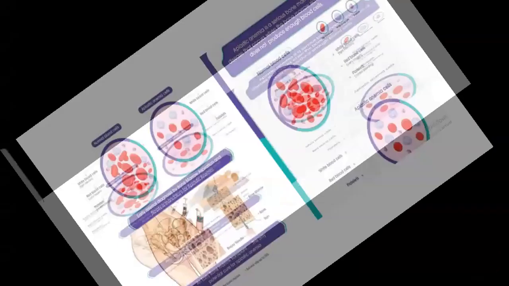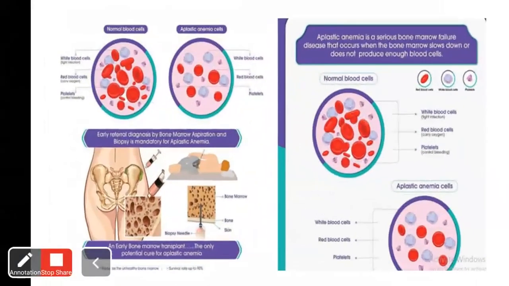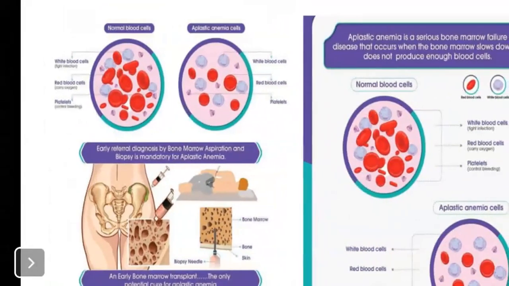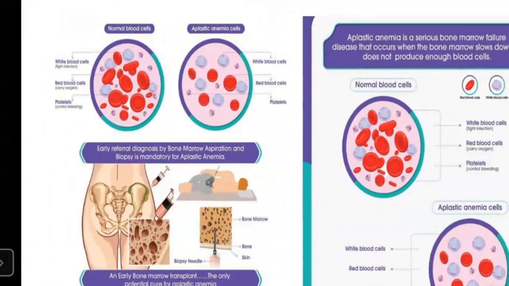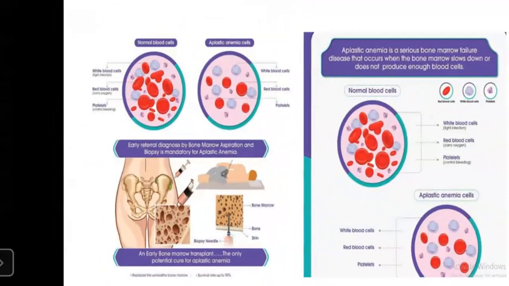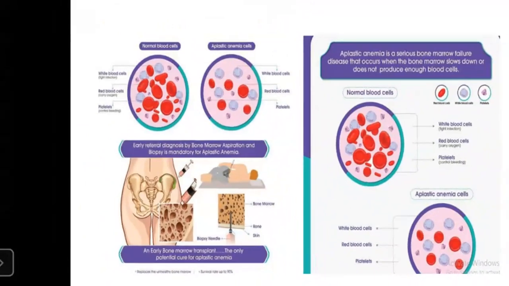So in this picture, you can see the normal blood cell as well as aplastic anemic cells. WBCs fight against infection, red blood cells carry oxygen, and platelets control bleeding. In aplastic anemia, all these cells are decreased. So early referral and diagnosis by bone marrow aspiration is mandatory in these cases. Early bone marrow transplant is the only cure. In most cases, bone marrow transplantation has to be done.